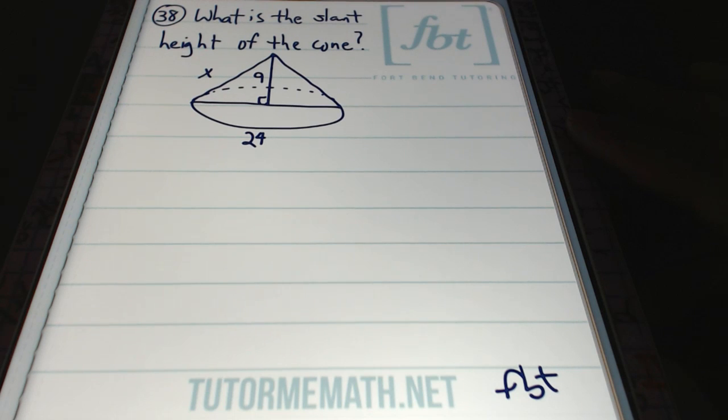Here's another cone. We have problem number 38. It says, what is the slant height of the cone?